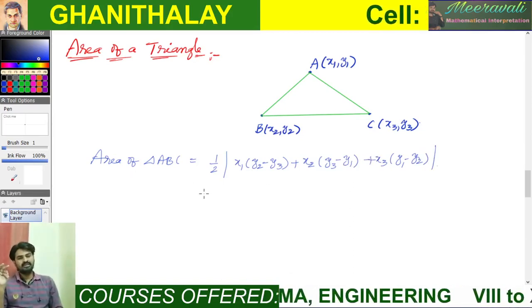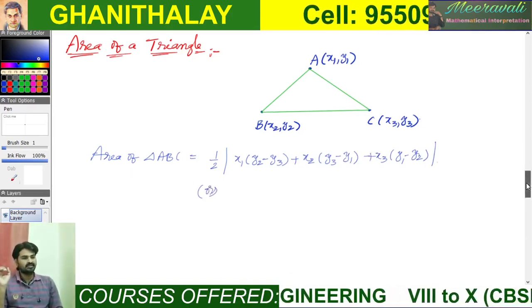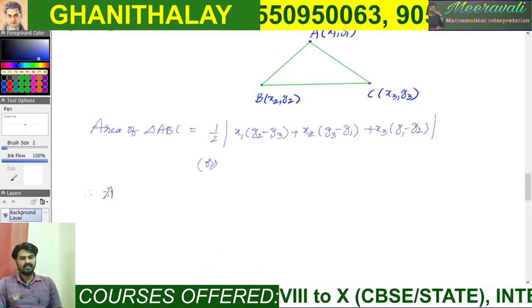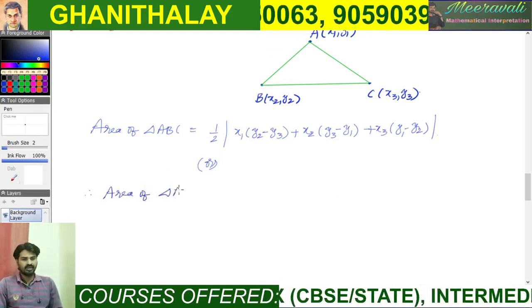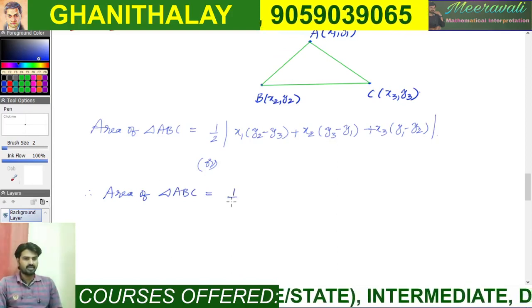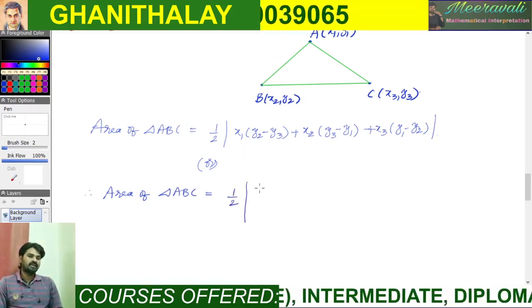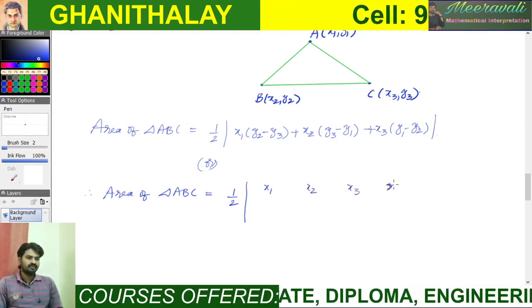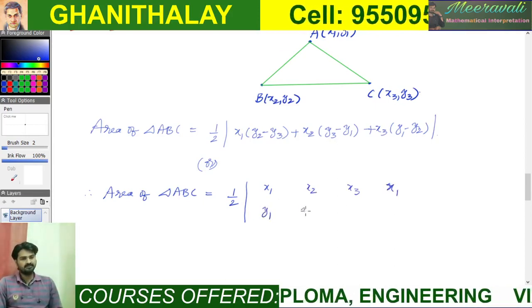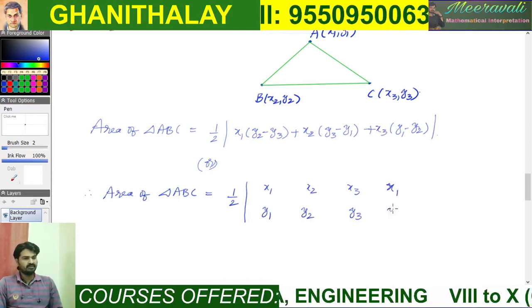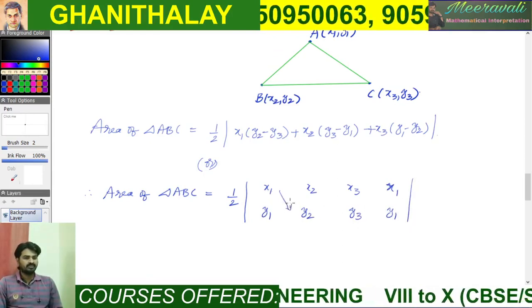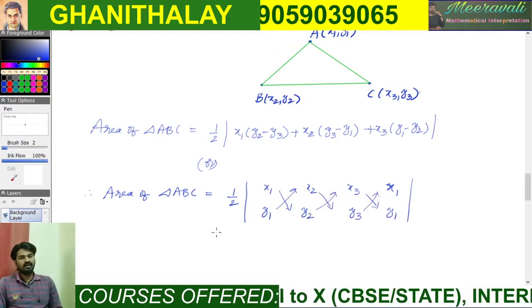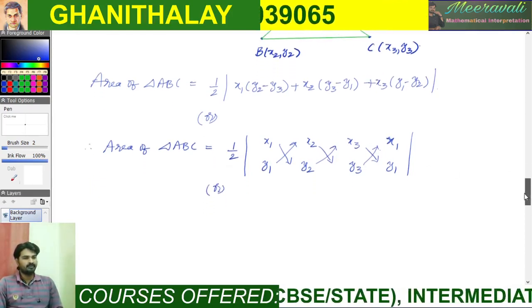Now in this intermediate level, we are going to discuss the area of the triangle in a simple way. The area of triangle ABC can be written as 1 by 2 into, first you write all the x coordinates: x1, x2, x3, and after that you write x1 again. Here also y1, y2, y3, and again y1. Now you do cross multiplication, and you will get the area of triangle ABC simply. Otherwise, one more simple formula is there to find the area of the triangle.